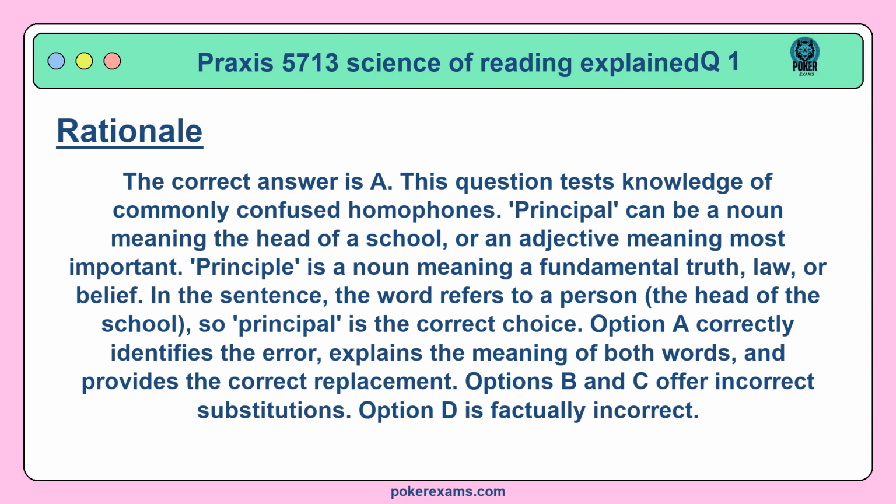Option A correctly identifies the error, explains the meaning of both words, and provides the correct replacement. Options B and C offer incorrect substitutions. Option D is factually incorrect.